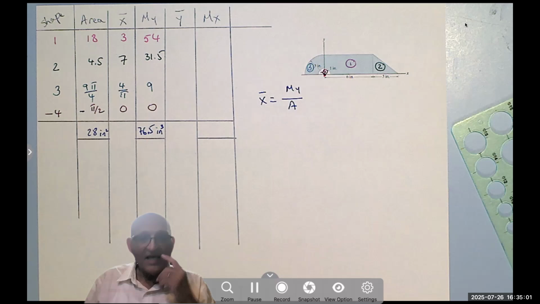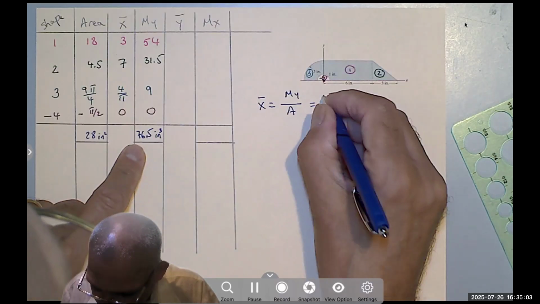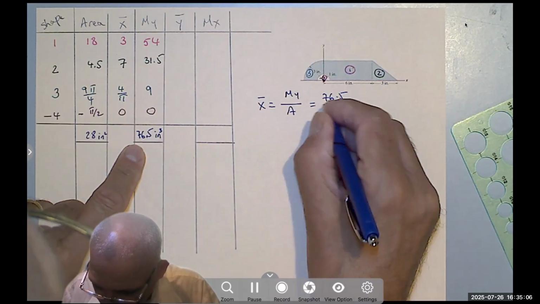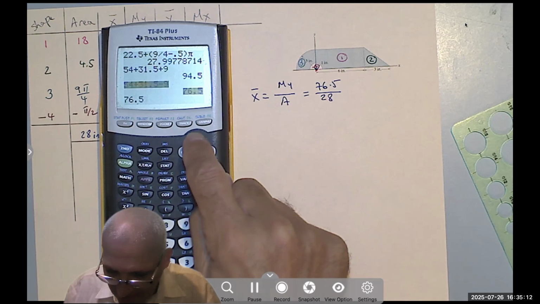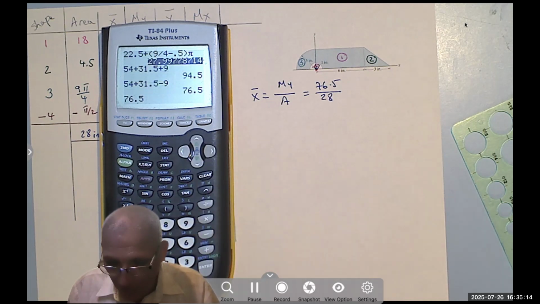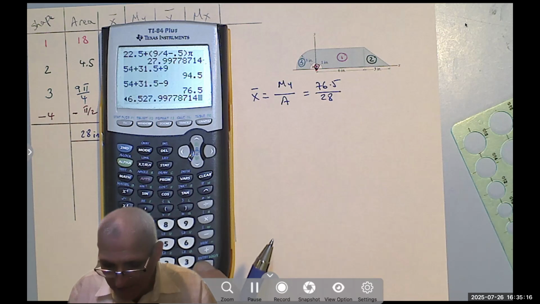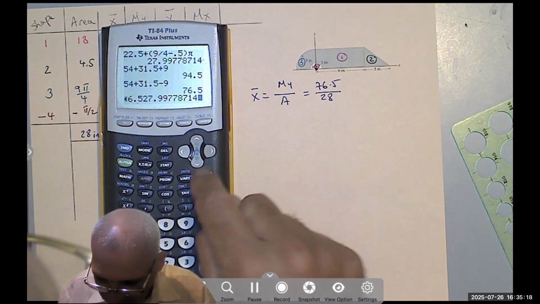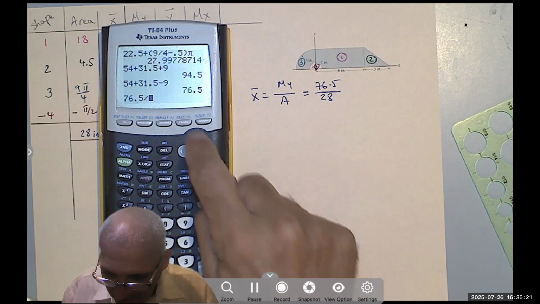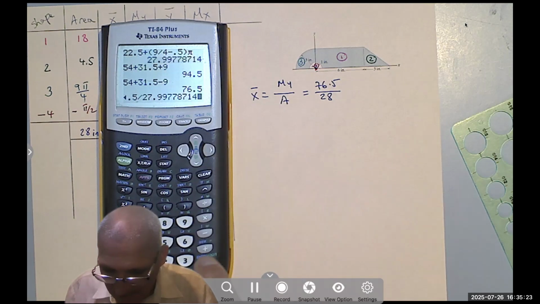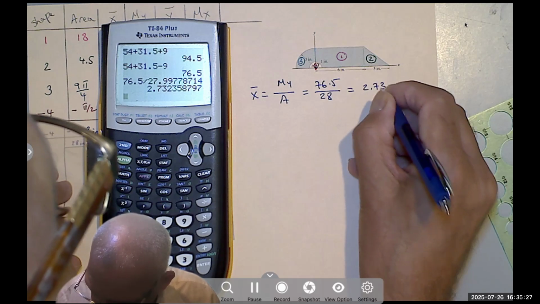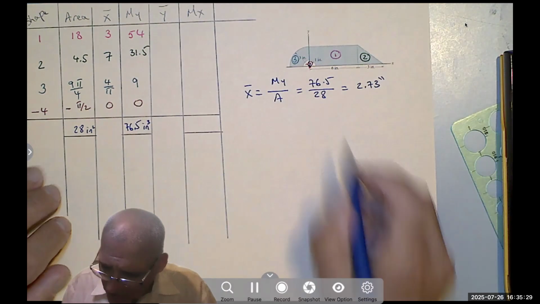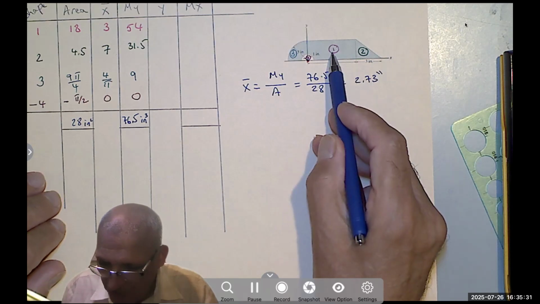That's it. And that's why I took the total and said 76.5 divided by 28. I can use 76.5 divided by 27.99, whatever. Oops, did I divide? I didn't divide. This divided by that, and I get 2.73 inches. So slightly to the left of the centroid of the rectangle.